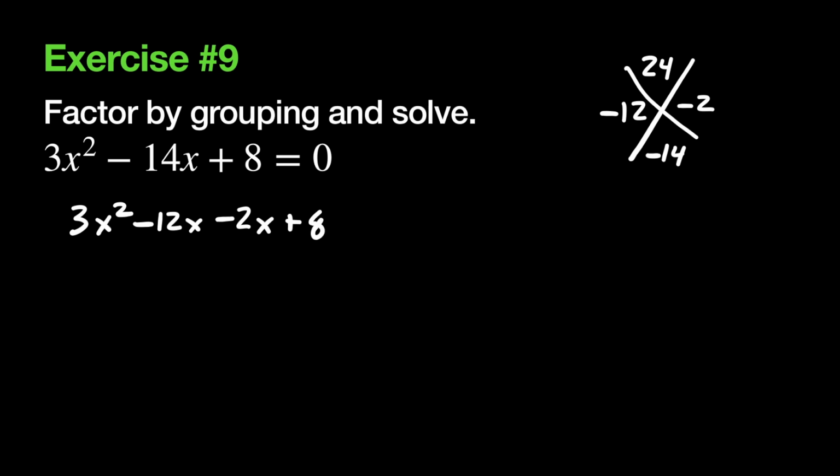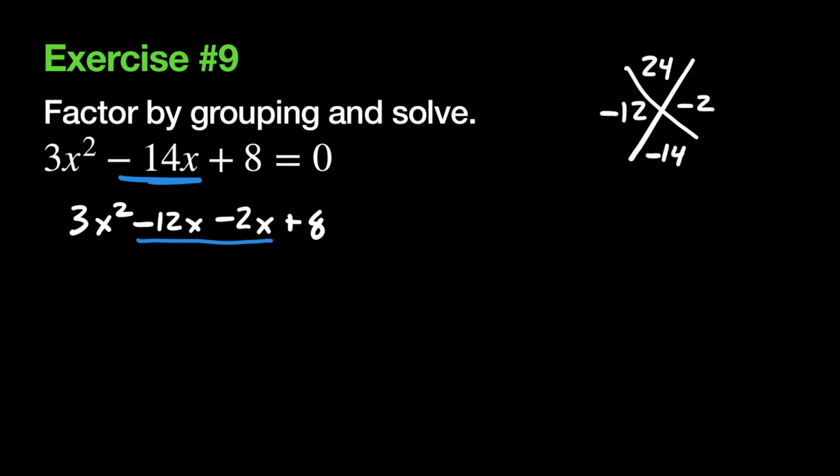And so we grab this number, and you're going to put it in between. And then you're going to grab the second number that we got, and we're going to put it as our third term. Negative 14x is the same thing as negative 12x minus 2x.